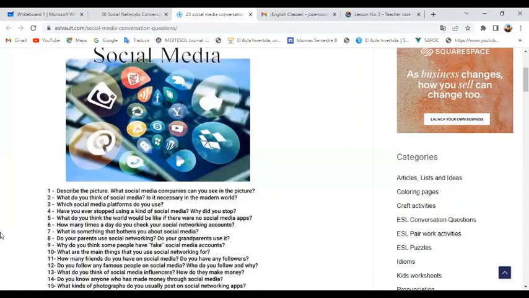So, how many times a day do you check your social media, Alicia? How many times a day? ¿Cuántas veces al día? I don't know. Maybe 10.